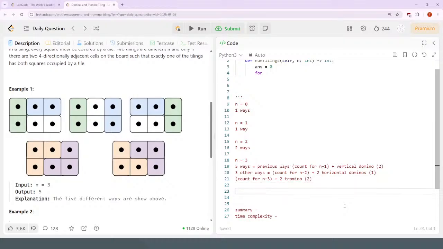Okay, so I think if I have f of n, it is equal to f of n minus 1 plus f of n minus 2 plus f of n minus 3 times 2. Okay, I think that's the relationship.